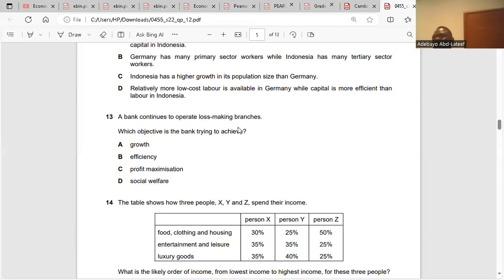You know what social welfare is? That means the bank is just there to help the society. It's not thinking about growth. It's not thinking about profit. It's more like a government bank or central bank than a commercial bank, right? That branch looks more like a social enterprise. Is it clear? Yes. So that's question 13, D.